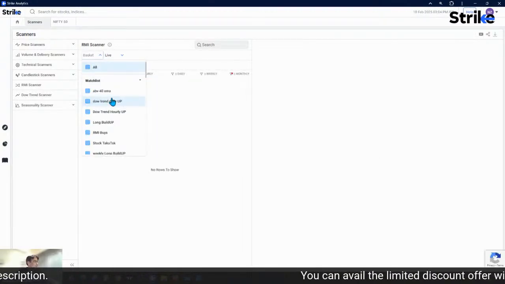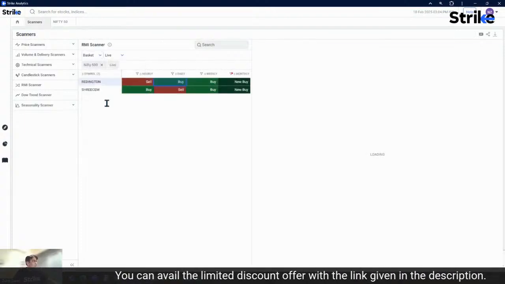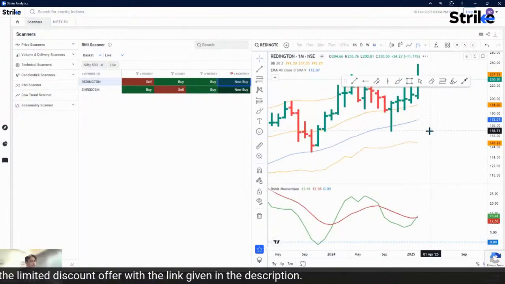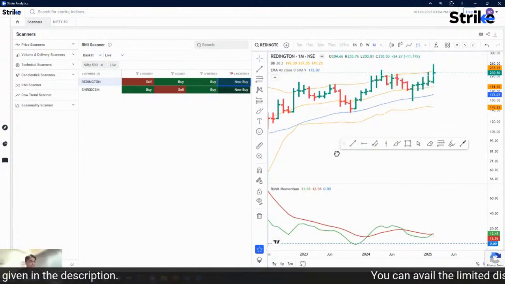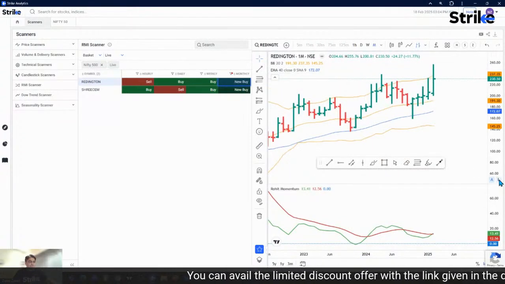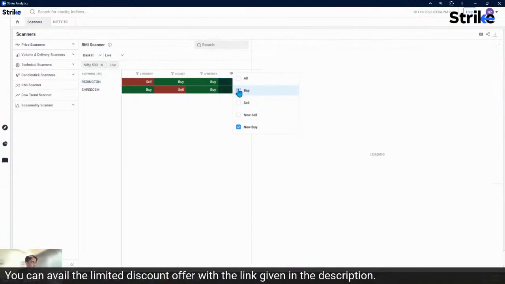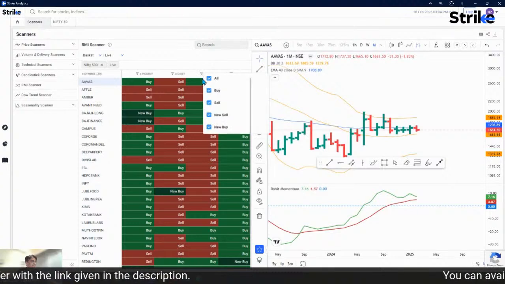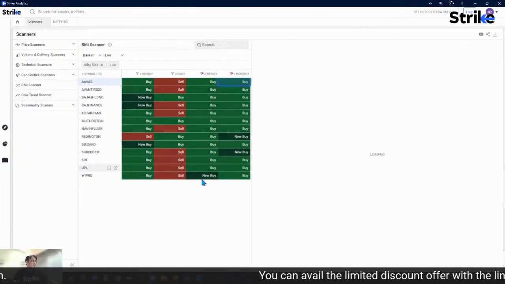Let's suppose Nifty 500. Out of Nifty 500, right now we are getting only two stocks where on the monthly time frame there is a new buy signal. You can also change this to linear chart. And one more thing you can do is click on buy mode, and then on the weekly chart as well, you can say I want all the stocks which are in a buy or a new buy mode.